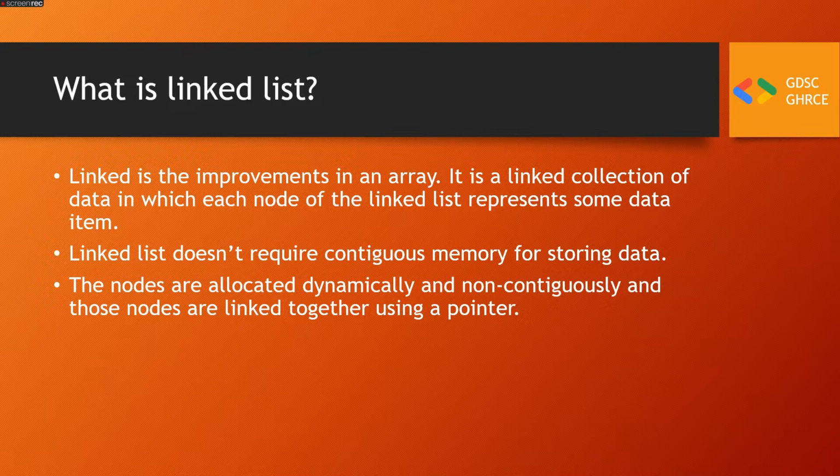Now let's move ahead. Linked list doesn't require contiguous memory for storing the data. This line we have already discussed. The nodes are allocated dynamically and non-contiguously, and those nodes are linked together using a pointer. So what exactly do we mean by this line? This means the nodes are allocated dynamically. It means that they are getting allocated randomly at the runtime. If you have studied the concept of dynamic memory allocation, you will know what exactly it is. If you don't know dynamic memory allocation, don't worry. In this video itself, we'll study what exactly dynamic memory allocation is and how to do it, so that you will get a better idea to create a linked list.